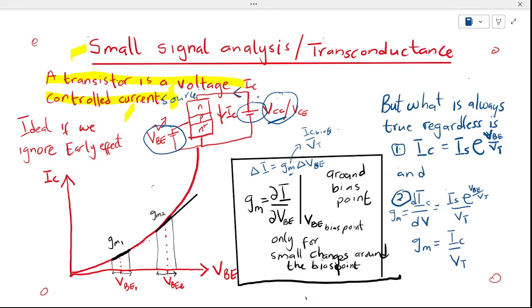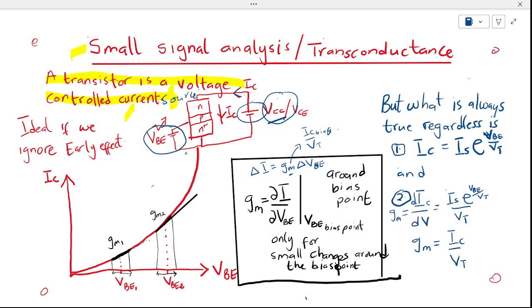But of course, from early voltage, we know we might not get an ideal current source. So that's the whole idea why a transistor is called a voltage controlled current source. We know there are other conditions. It should operate in the forward active region. Okay, so it would be ideal if we ignored early effect.